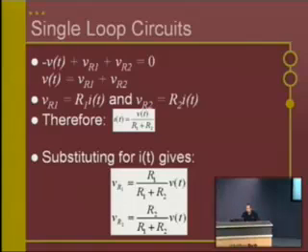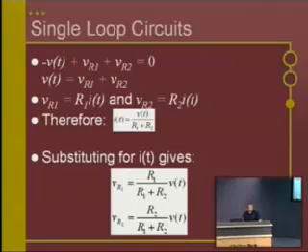We want VR1, so we put R1 on top, we put the sum of the two resistors on the bottom, multiply that by the source voltage. Same thing on the bottom. R2 is the one that we're interested in. We put R2 on the top, we put the sum of them on the bottom, multiply that by the voltage, and that gives us the proportion of the voltage that's across each one of those resistors, and that's called voltage division. That's what it's most commonly referred to as.